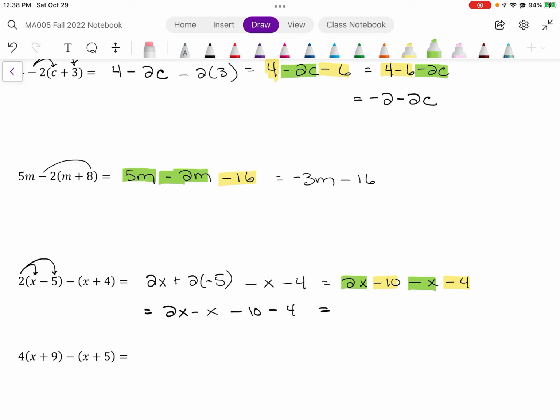All right, so the 2x minus x and then minus 10 minus 4 go together because they're like terms. So 2x minus x is just x, because remember there's just a 1 right there. And then minus 10 minus 4 is minus 14.